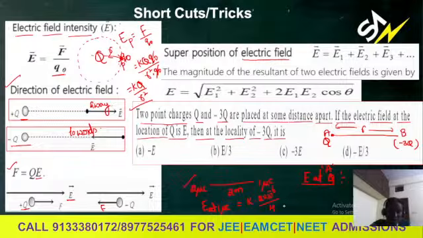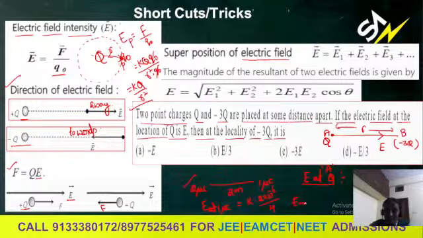Shra, you are giving the answer E by 3, yeah? Good. Need to understand the direction also. Due to negative charge at Q, it will be attracted. So the electric field E will be towards the negative charge.